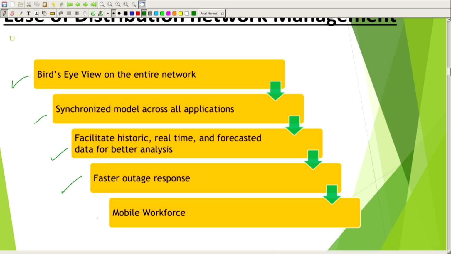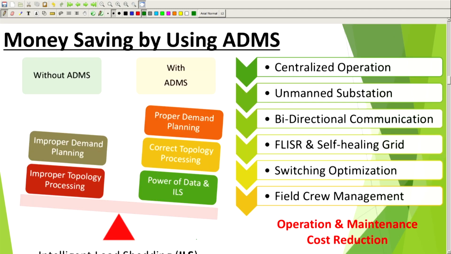That is the main objective of this ADMS as well, and then also the mobile workflows. So, effective utilization of the workforce can also be visualized here. So, what are the financial benefits? Of course, this course deals with economic operations. So, we need to look at the financial aspect as well. So, money saving by using ADMS, you can see here.